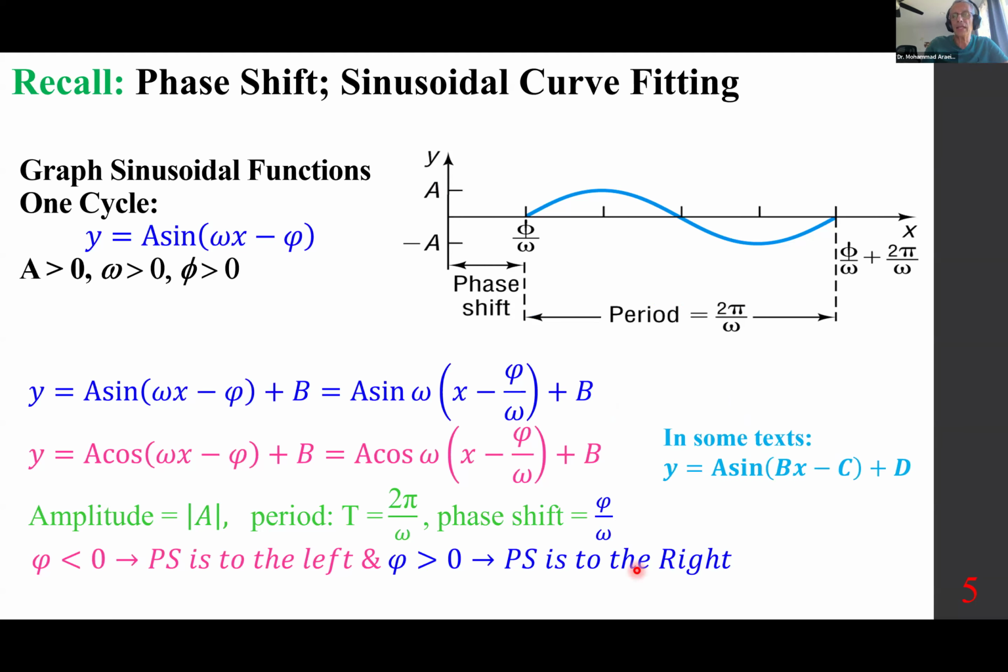And in many texts, instead of those variables, they write y equals a sine of bx minus c plus d. And remember, b has to come out and becomes the coefficient of the parentheses to give you the phase shift. So that's the synopsis of what we've covered.